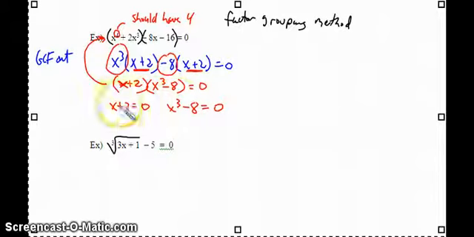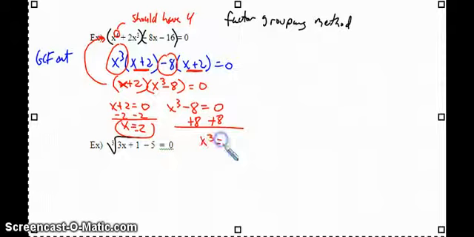Okay? So looking at this, I'm going to get 1 answer by subtracting 2. So I end up with a -2 as an answer. Over here, I'm going to add 8. And I get x to the third equals 8. Get rid of the third power by taking the third root. And then remember the third root of 8 is 2. It's 2, 2, and 2.